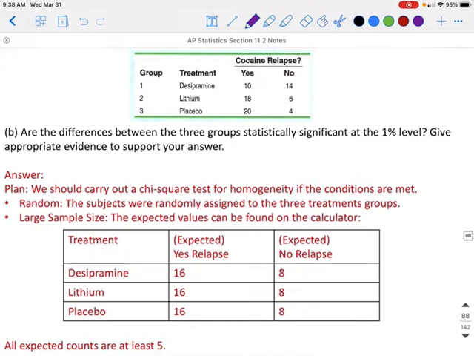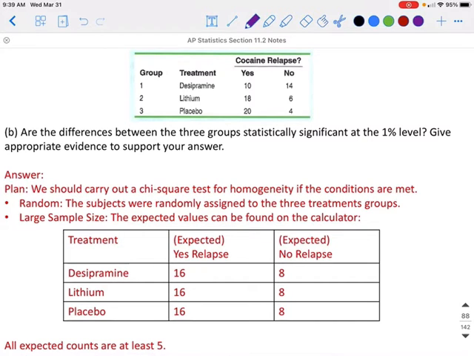Next is our plan. We're going to state what method we're going to use, and then we're going to check our conditions. So we should carry out a chi-square test for homogeneity if the conditions are met. So first we're going to check the random condition. The subjects were randomly assigned to 3 different treatment groups. Next, we're going to check the large sample size. So we will find the expected count for each group.